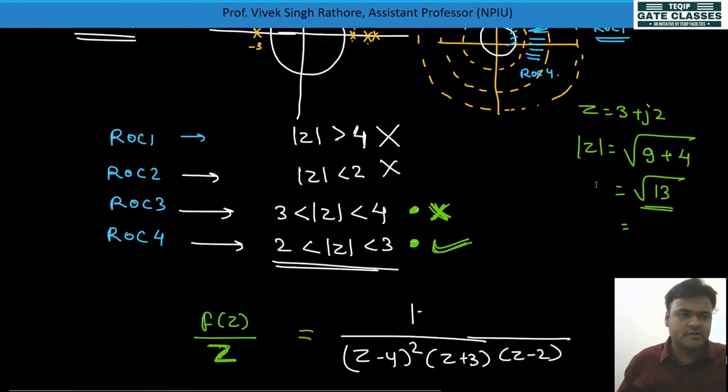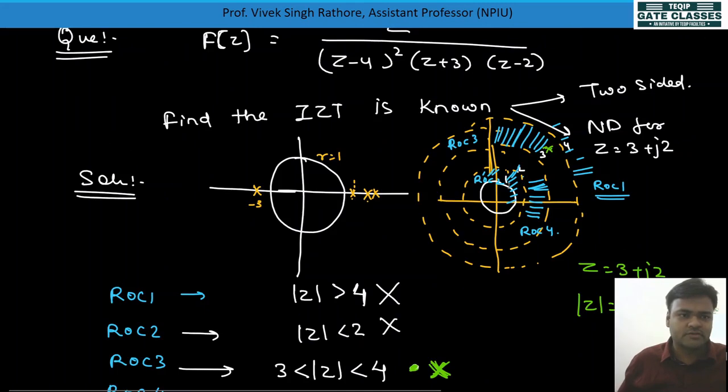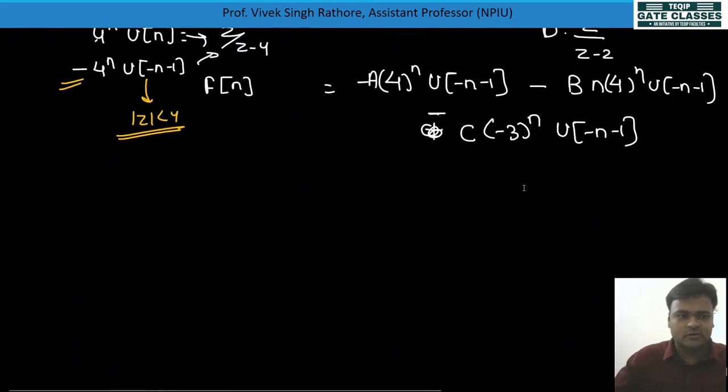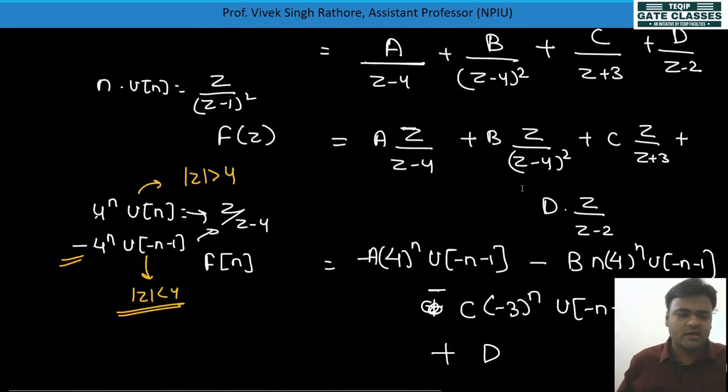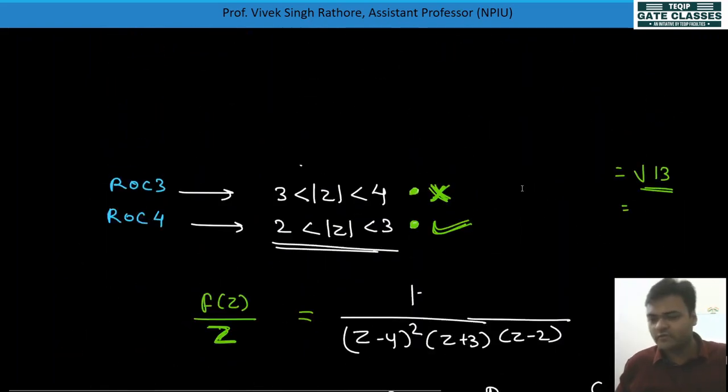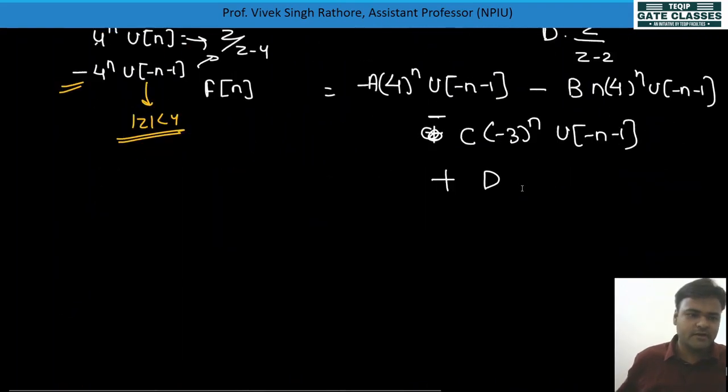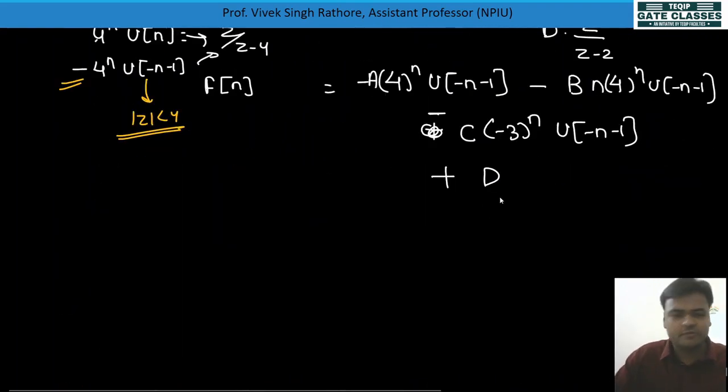for z minus 2 means a pole at 2. So it will be outward, means we will consider u of n. So we'll take as d, and z minus 2 is the value there. So what we can keep here is 2 to the power n u of n. So this is the final answer which we wanted.